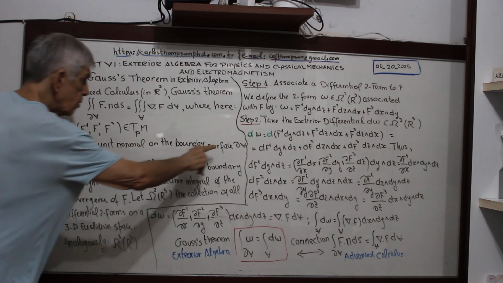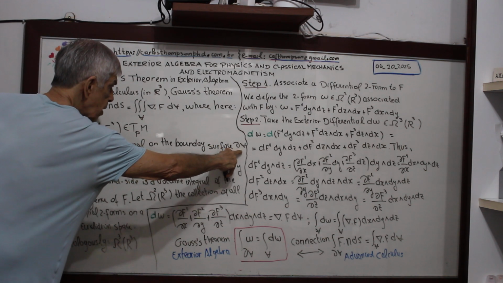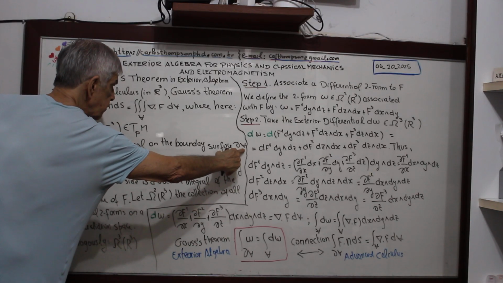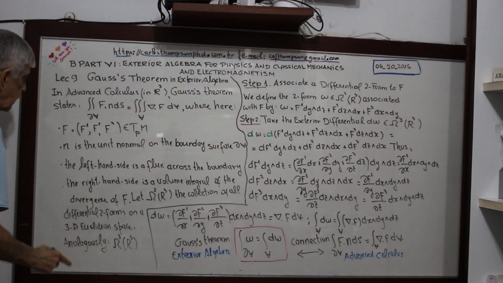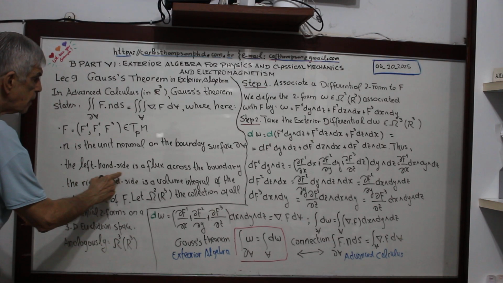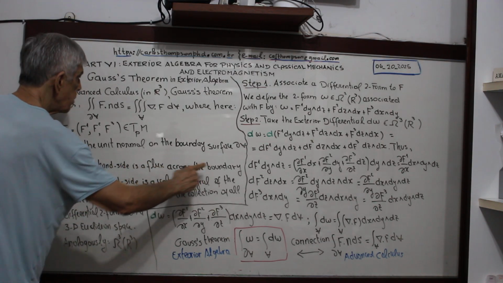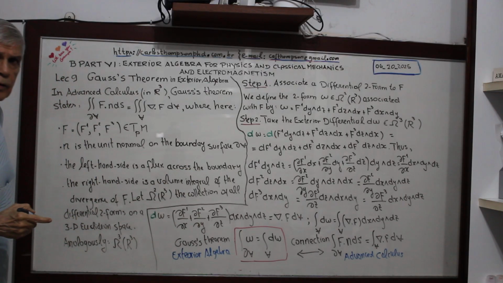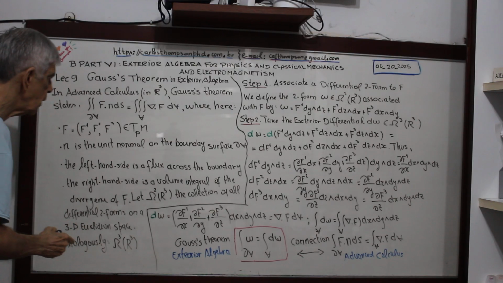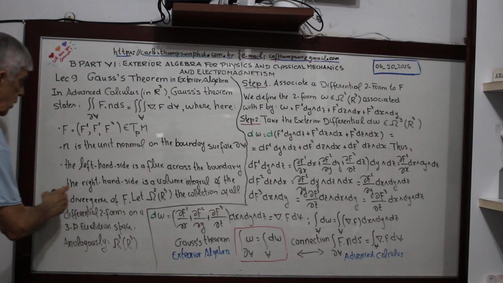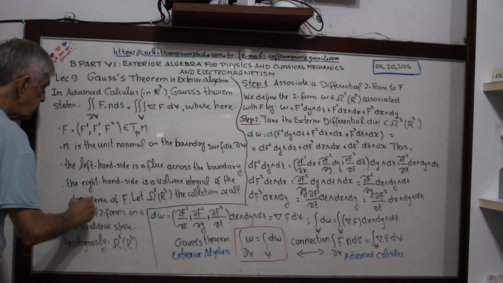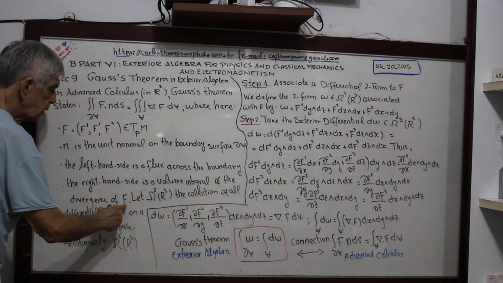Now, n is the unit normal on the boundary surface. We denote the boundary of V as partial V, where V is the volume. The left-hand side is a flux across the boundary, which we derived in previous lectures. The right-hand side is a volume integral of the divergence of F.